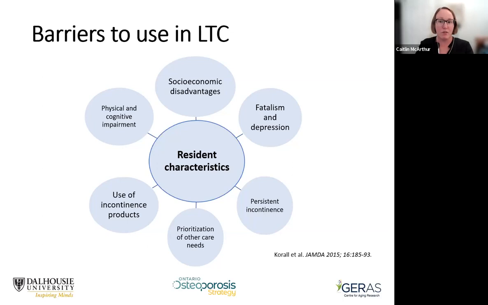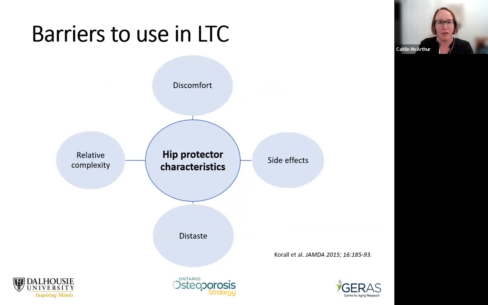So the relationship between incontinence and compliance was mediated by the frequency of incontinent episodes. So persistent urinary and bowel incontinence were identified as potential barriers to acceptance and adherence. So if people were persistently incontinent, then they were less likely to wear the hip protectors. Prioritizing other care needs: people are likely living with multiple chronic illnesses, and so prioritizing other things over a hip protector was sometimes why people didn't want to wear them.